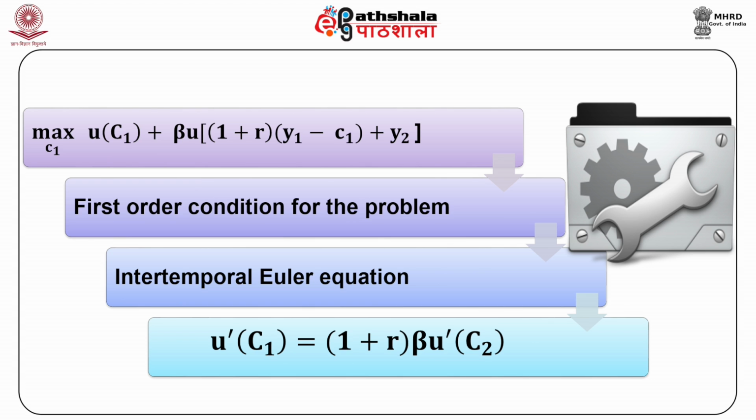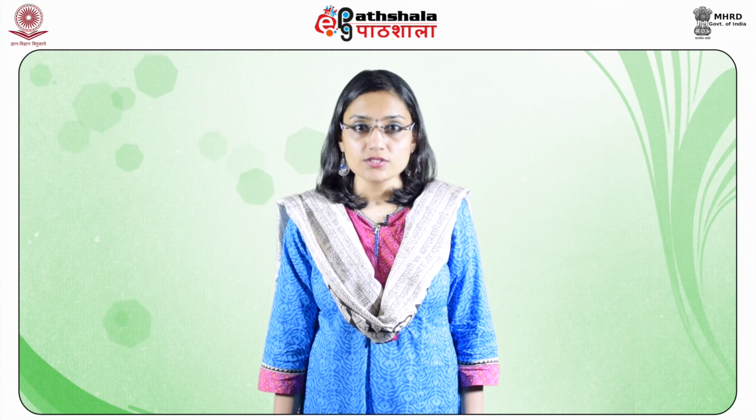The necessary first order condition for this problem is also called an intertemporal Euler equation: U'(C1) = (1 + r) β U'(C2). The Euler equation determines optimal consumption choice over time.